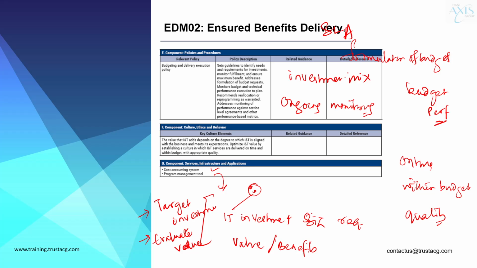So this was all about the governance objective EDM02, which concerns ensured benefits delivery. And I hope you got to learn a little bit about this particular governance objective and how to execute this particular governance objective as per the expectations of COBIT, right?